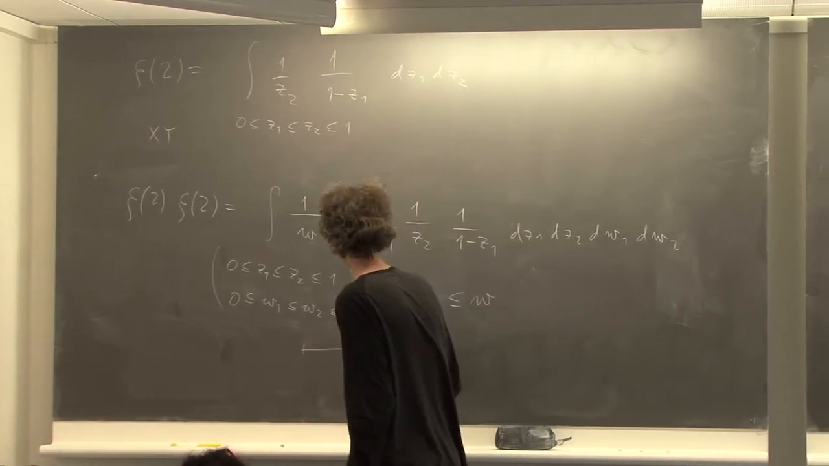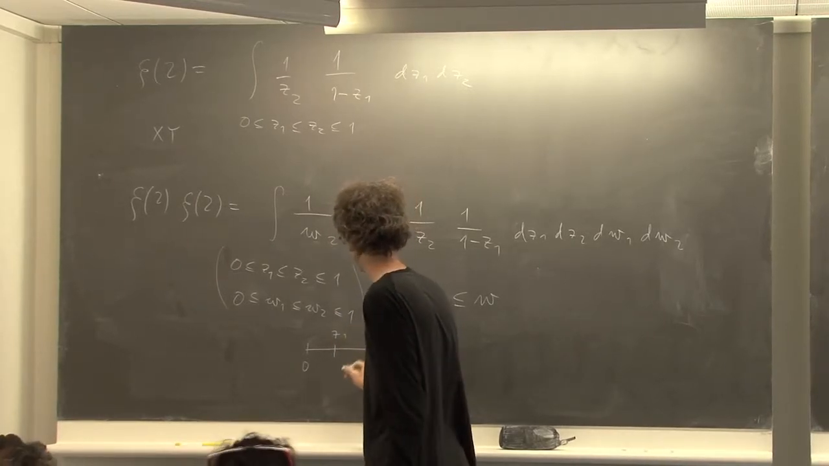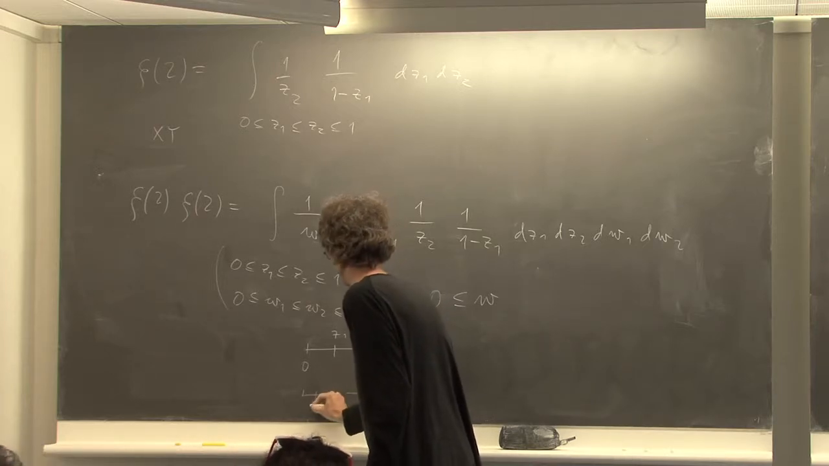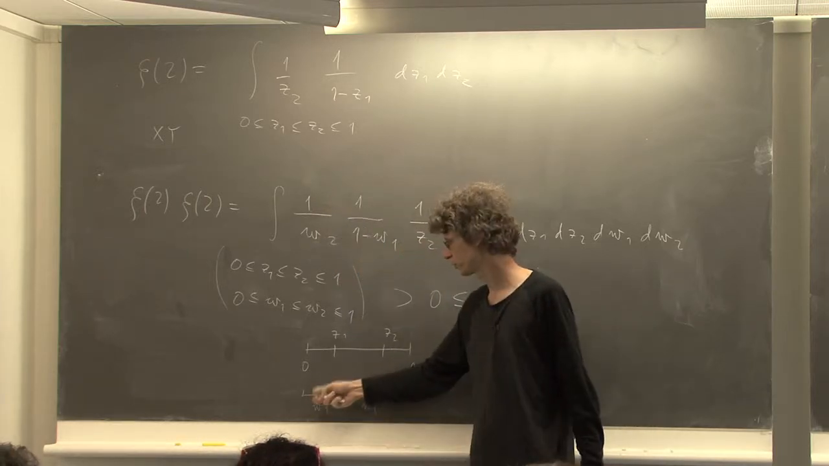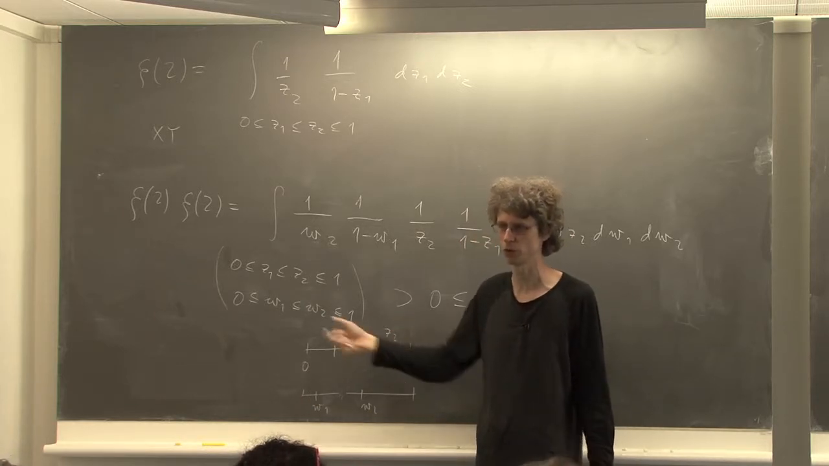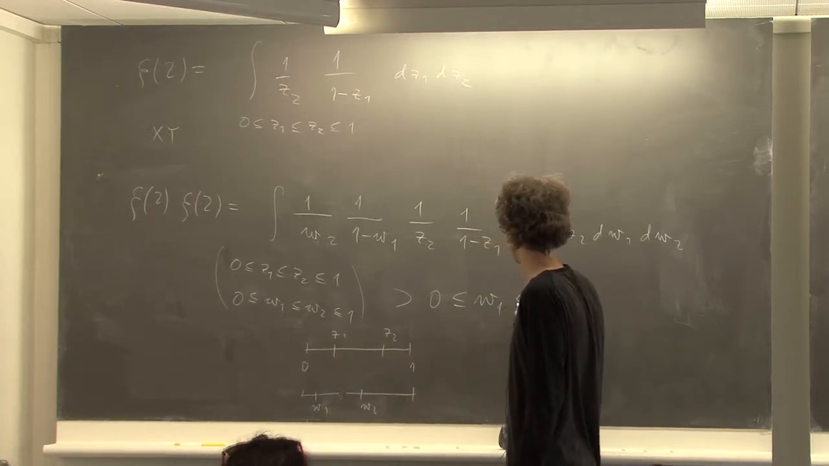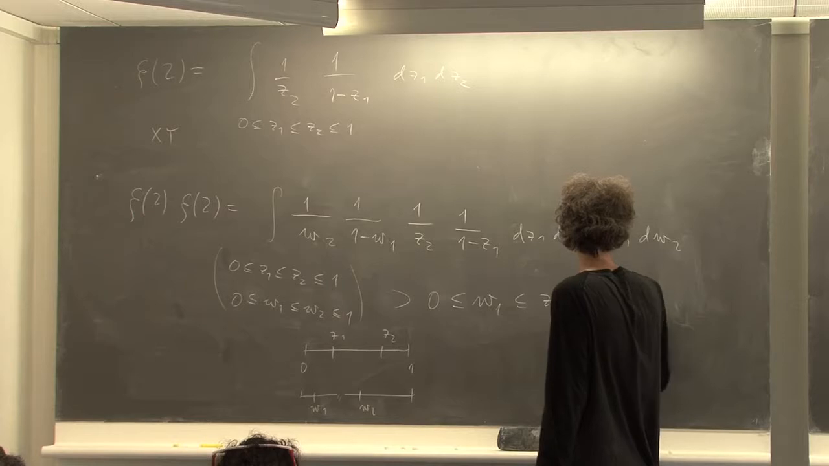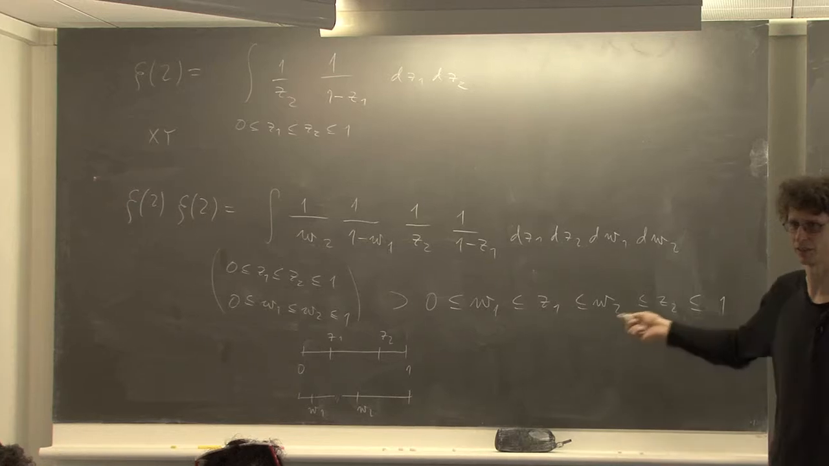So what we know is that we have 0, 1, and somewhere there is Z1 and Z2. And also somewhere there is W1 and W2. But the mutual position between the W's and Z's is unknown. So for each choice, we would get an ordering. This will include things like, as it's drawn here, that W1 is less than or equal to Z1, less than or equal to W2, less than or equal to Z2, and other regions, and other simplices.